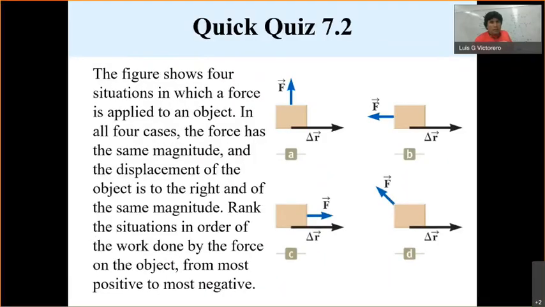Zero. Okay, this one is a mistake. Here they're asking you to rank from most positive to most negative. You want to rank the work. So which one of those possesses the most positive work?